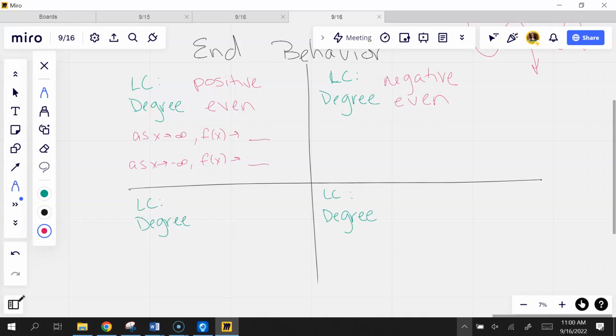If I'm a positive even degree, both ends do what? Oh, both of them go to positive infinity. So both of these would be positive infinity. And in fact, any even degree polynomial with a positive leading coefficient you could think of, 25 times x to the 424 plus 6x, I don't know. Both ends go up on that one. I've been doing this job long enough.